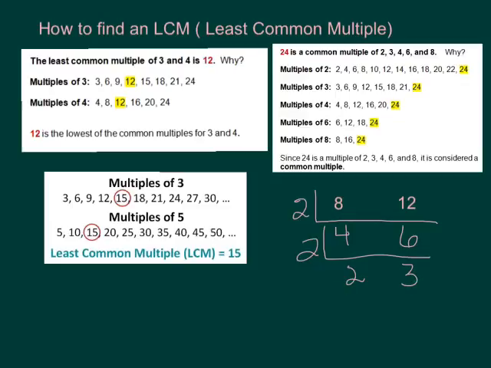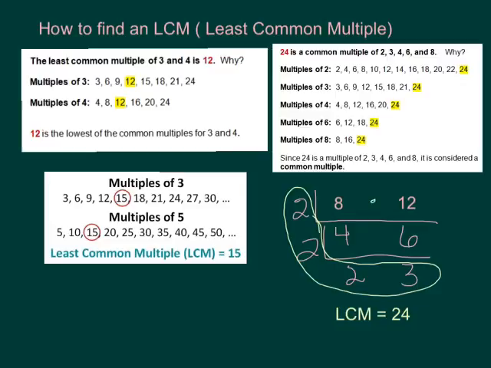Now that I've divided as much as I could, you're going to see that you have all of these numbers here. And if you multiply those numbers together, 2 times 2 is 4, times 2 is 8, and 8 times 3 is 24. And that means that your LCM is equal to 24, not 96.